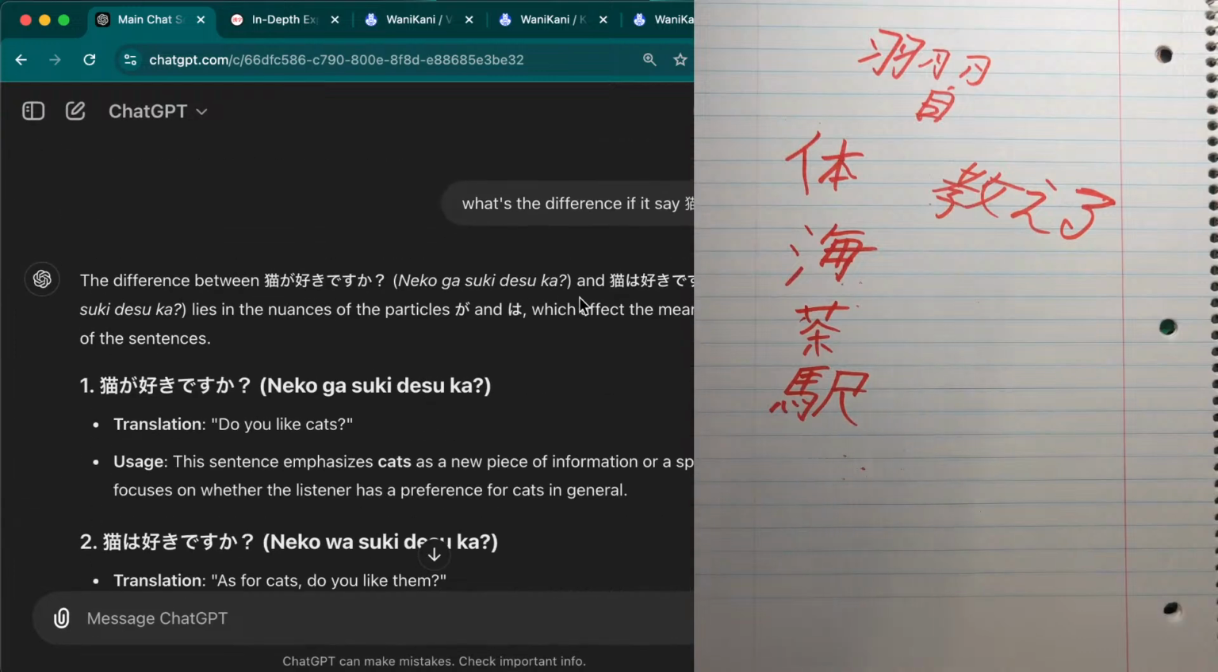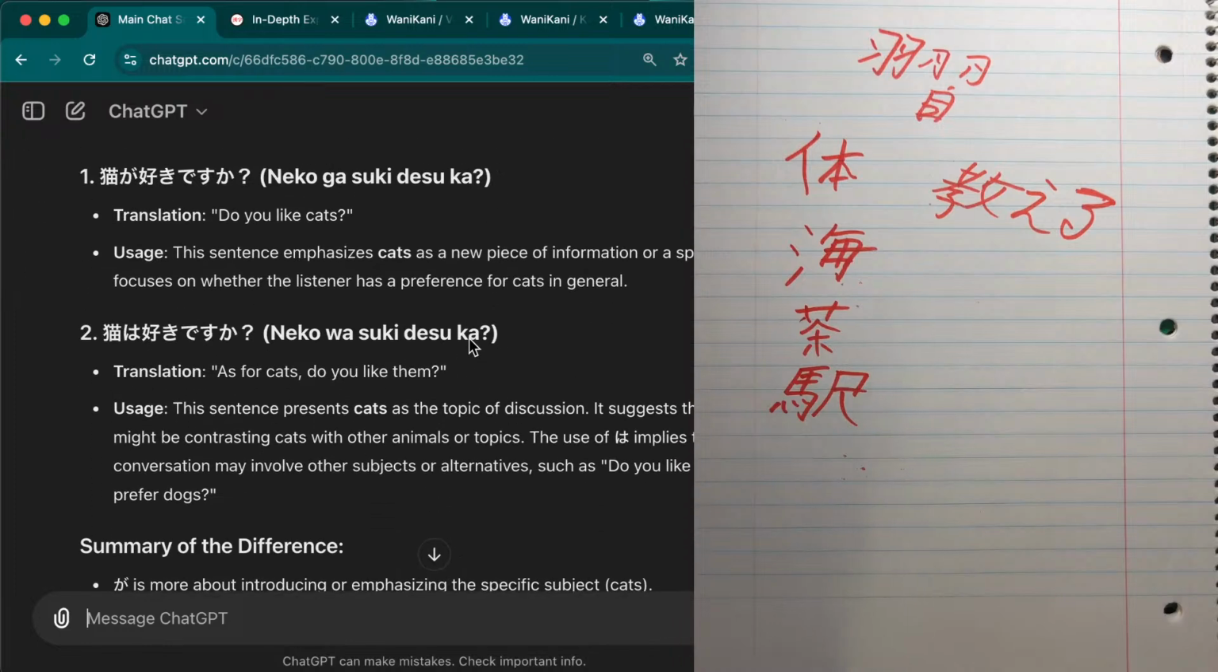The difference lies in the nuances between the particles, which affects the meaning and context. Okay, this is for ga. The sentence emphasizes cats as a new piece of information. It focuses on whether the listener has a preference for cats in general. Then wa. The sentence presents cats as the topic of discussion. It suggests that the speaker might be contrasting cats with other animals or topics. The use of wa implies that the conversation may involve other subjects or alternatives, such as do you like cats or do you prefer dogs?